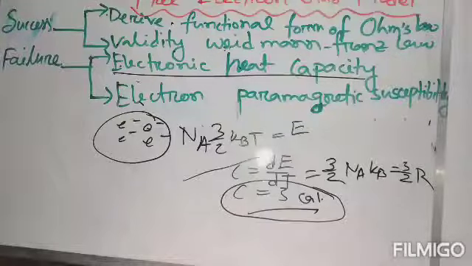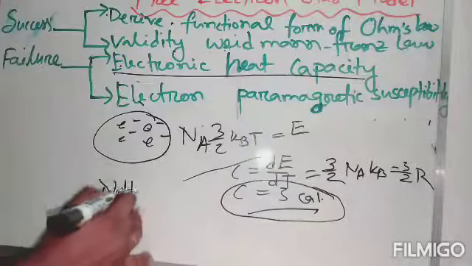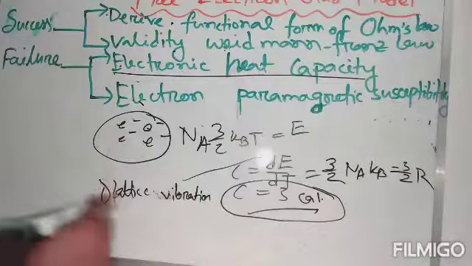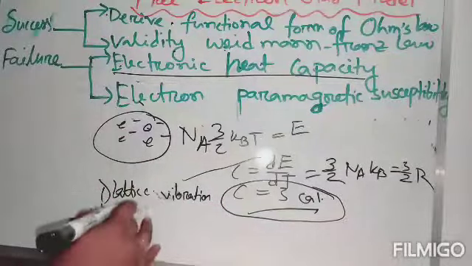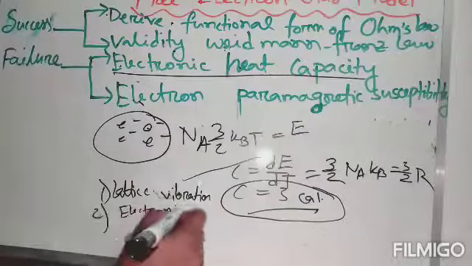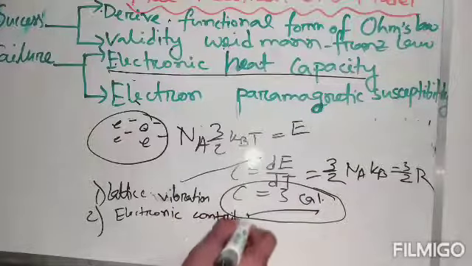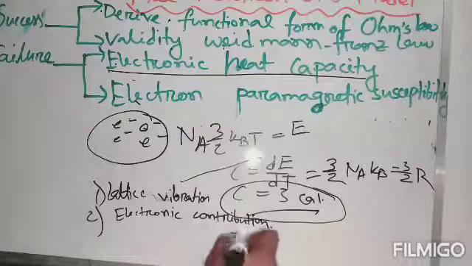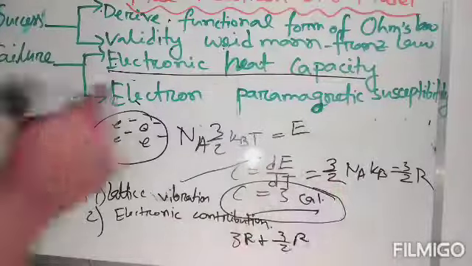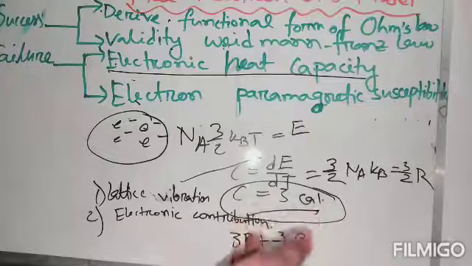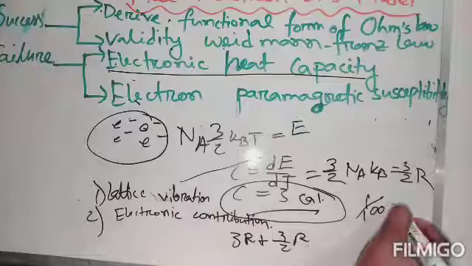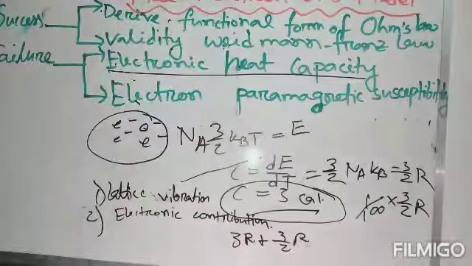Heat capacity basically has two contributions. One is lattice vibration, and another is electronic contribution. The total molar heat capacity would be 3R plus 3/2 R. But it is seen that the electronic contribution is very small. It is around 1/100 of 3/2 R, and this is the experimental value. So this is a remarkable failure of the free electron gas model.